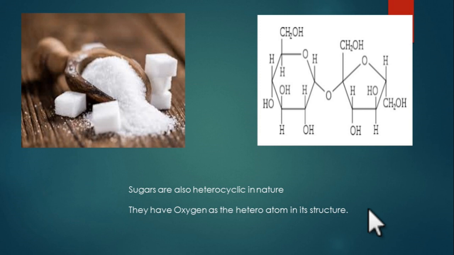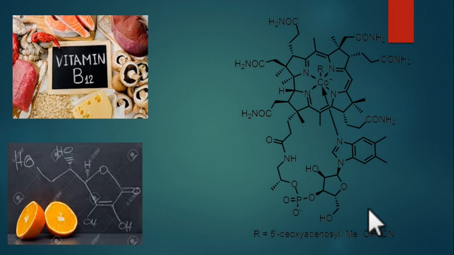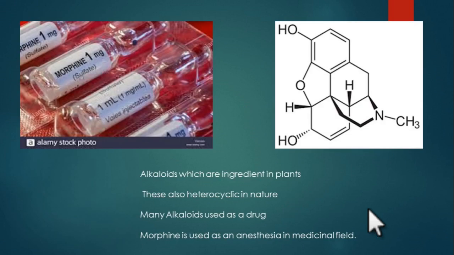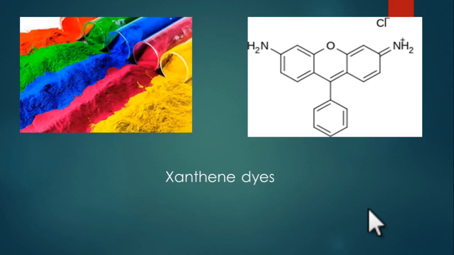Similarly, vitamin B12 and a number of alkaloids also contain heterocyclic ring systems. For example, morphine is used as an anesthetic in the medicinal field. Not only this, most of the antibiotics, and even natural and synthetic dyes, also contain this ring. Example, xanthine dyes. From the above examples, we can understand that heterocyclic compounds are widely distributed in nature.